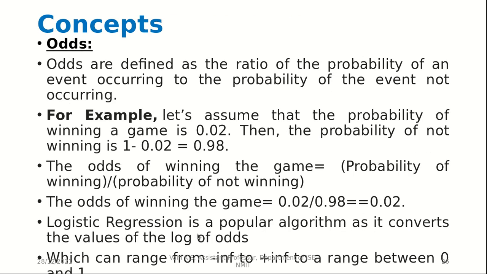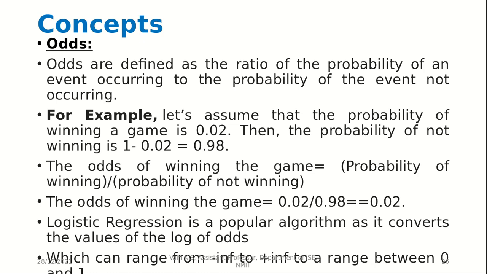Now the odds are defined as the ratio of the probability of an event occurring to the probability of the event not occurring. For example, let's assume that the probability of winning a game is 0.02. Then the probability of not winning is 0.98.